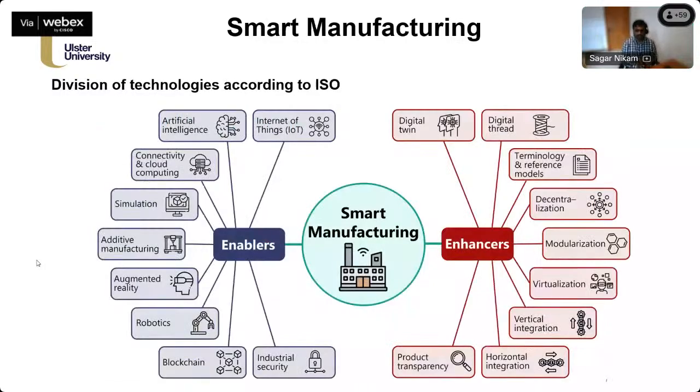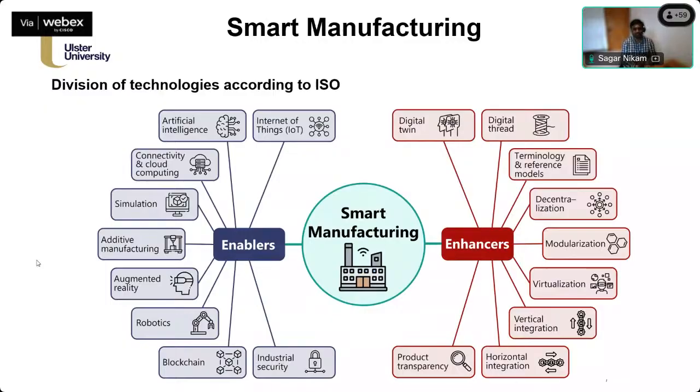So when I talk about these technologies, there are certain groups they have been divided into according to the International Organization for Standardization. We call it the ISO. ISO has divided these technologies into two parts: enablers and enhancers. Enablers are mature enough to support the manufacturing processes. Enhancers are those which are still evolving. Evolving means under development, we can say.